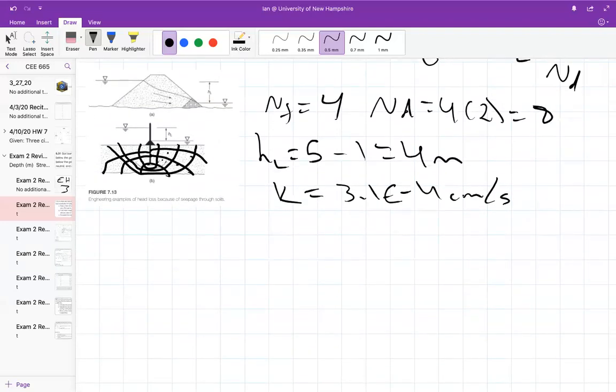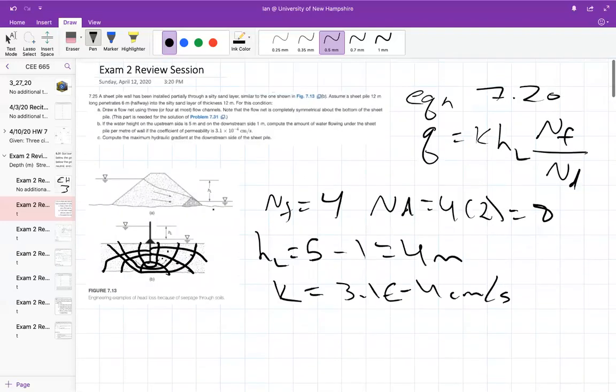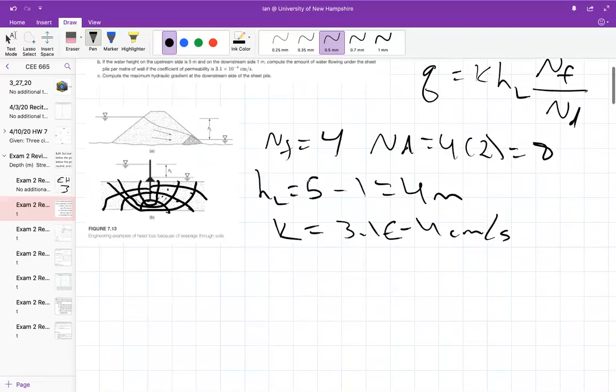So we've done part A. We've made the flow net. Now we're doing part B. If the water height on the upstream is 5 meters and on the downstream side 1, which is our head loss, the difference between the two, compute the amount of water flowing underneath the sheet pile given the permeability. So now we have everything, based off of our flow net.